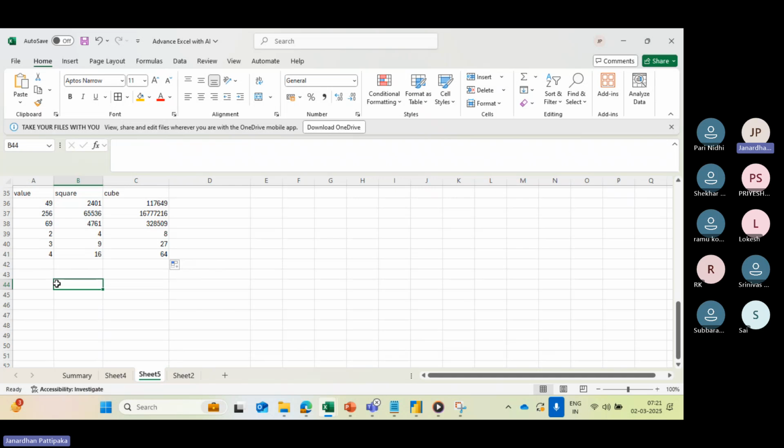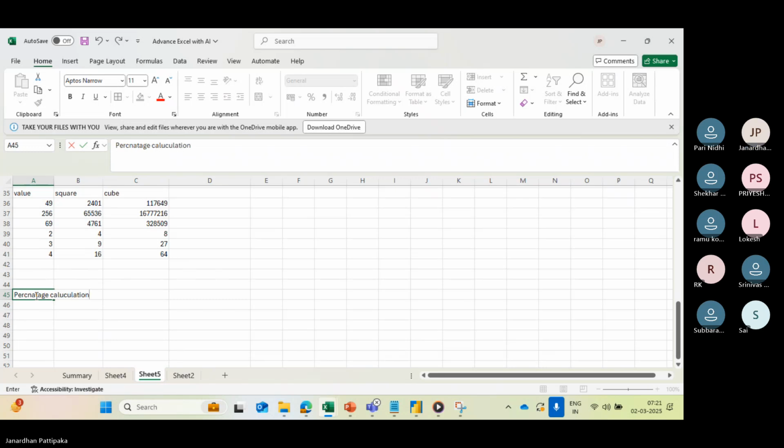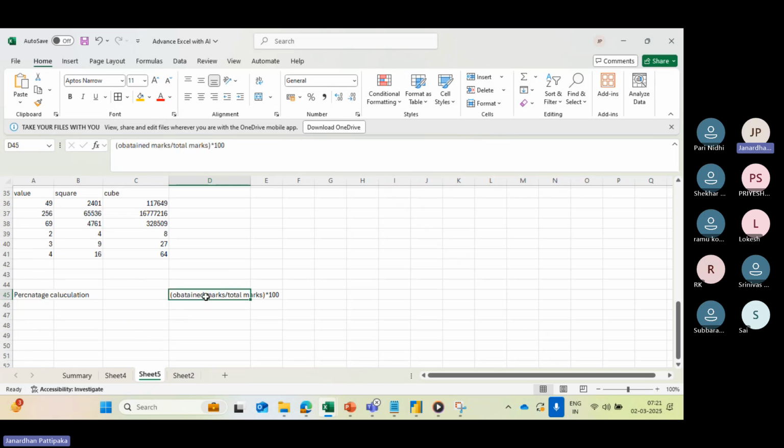So what is meant by percentage calculation? If I have some marks here and I want to calculate the percentage, what is the formula we generally use? Obtained marks by total marks, in brackets, into 100. This is the normal percentage formula that we write for anything.